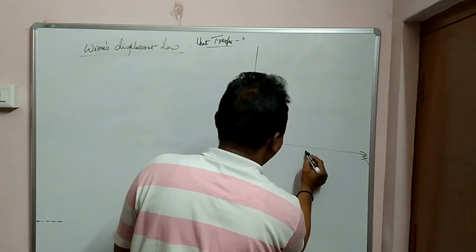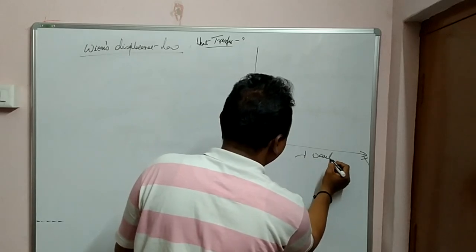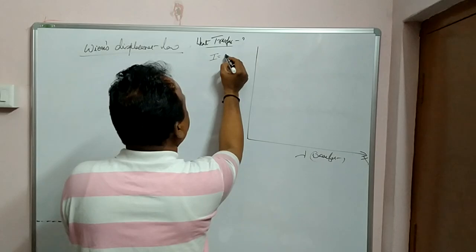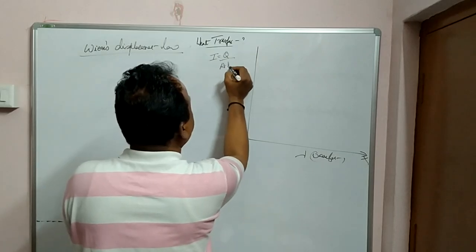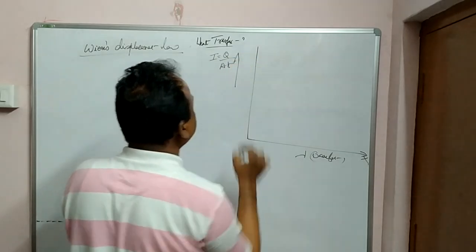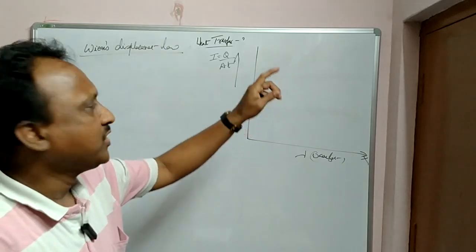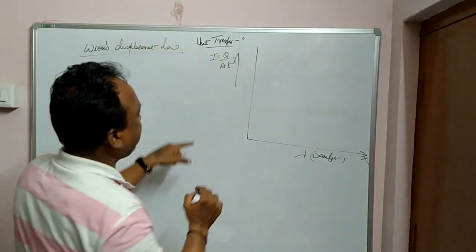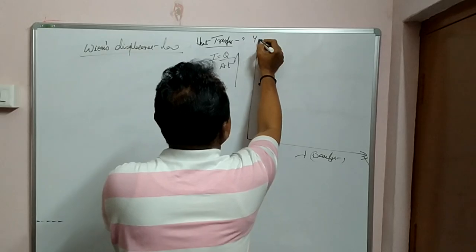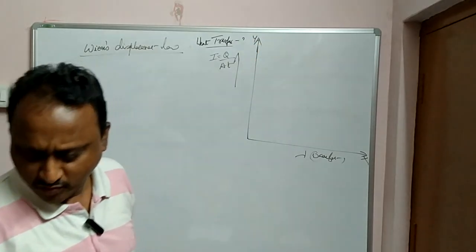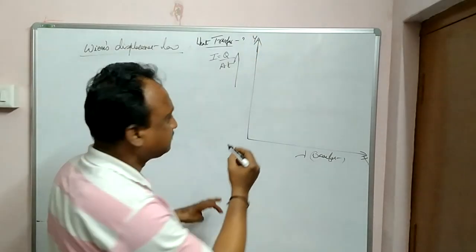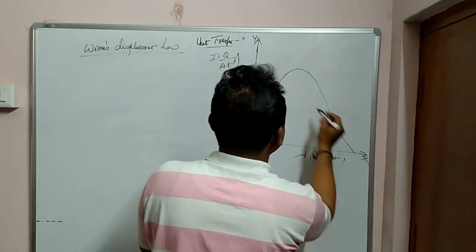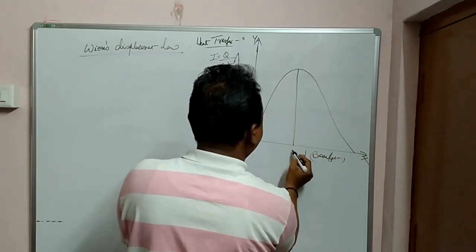On the x-axis, lambda, wavelength, and intensity of light, Q by A into T, on the y-axis: the amount of heat energy emitted per unit area and unit time. So intensity is taken on the y-axis. Now the graph goes like this initially. This is the maximum wavelength.